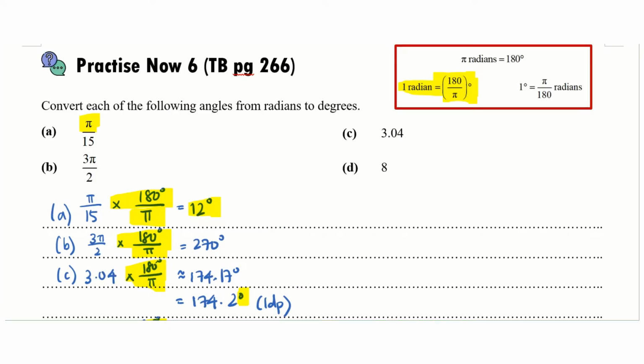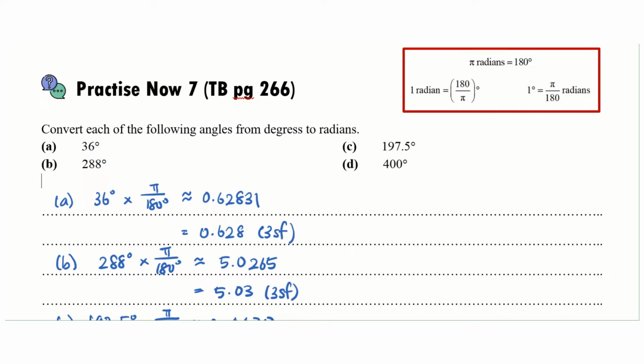I would also like to add on that do not assume that just because we have 3.04 and 8, whereby the numbers look rather small, we jump to the conclusion that they will be radian values. I know that it is a radian value because the question actually specified that it is radian in the first place. Usually radian values tend to be on the smaller side, but we shall not rely on that assumption, because there could be angles in degrees that are also small, and that is possible.